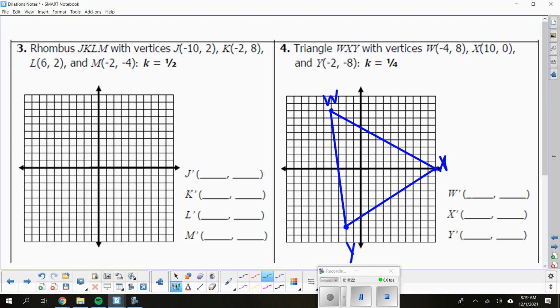But if I divide everything by 4 here, it's going to be 1 and 2. And divided by 4 is 2.5 and 0. And then negative 0.5 and negative 2. So let's go ahead and plot our new points, labeling with primes. Do that 2.5 as fast as possible, and do that negative 1/2 as fast as possible too. And then connect them accordingly.